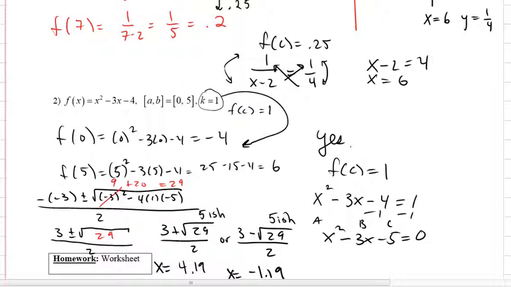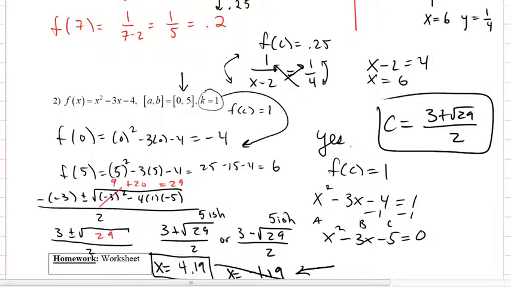I need to pick an x value that falls in between 0 and 5. I cannot choose that one. This is my solution. So my c is equal to 3 plus the square root of 29 all over 2. And that is the c value that provides me k equal to 1.